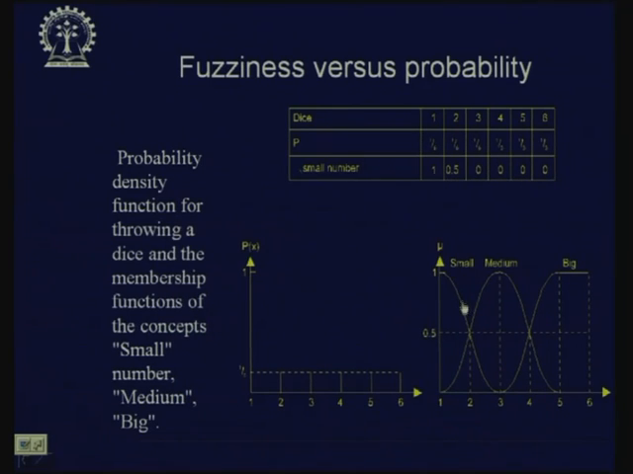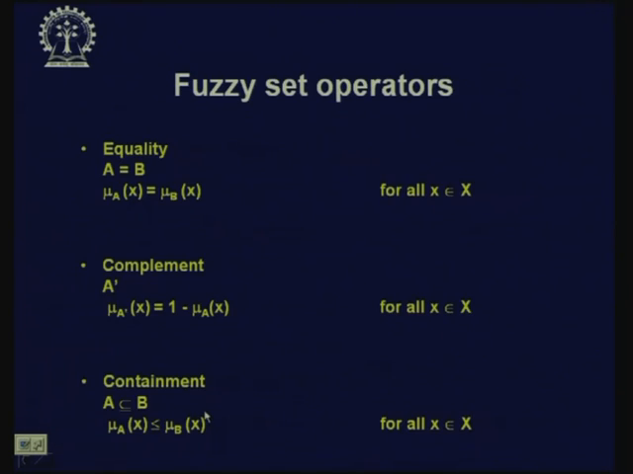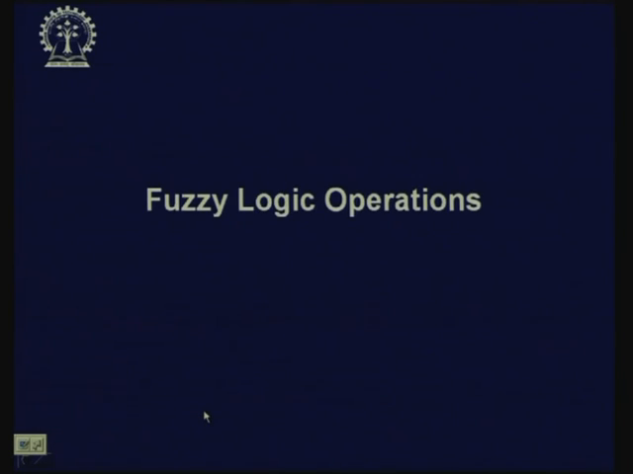So, this will be a definition of small. Similarly, this will be a definition of medium, this will be a definition of big number, etc. On the other hand, probability wise all of them are the same. Okay. So, we must understand the difference between a fuzzy set and a fuzzy number and a probability value. They are conceptually different.